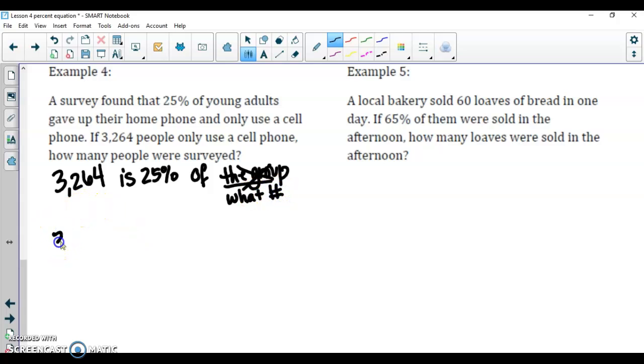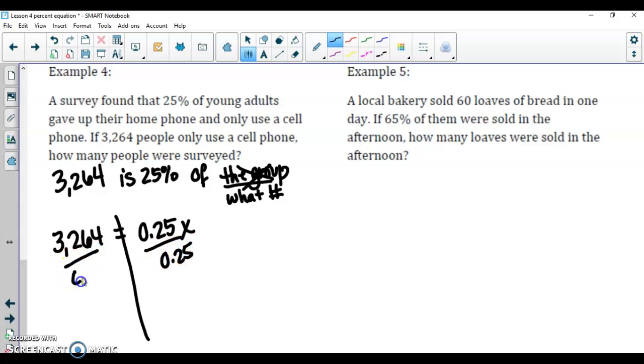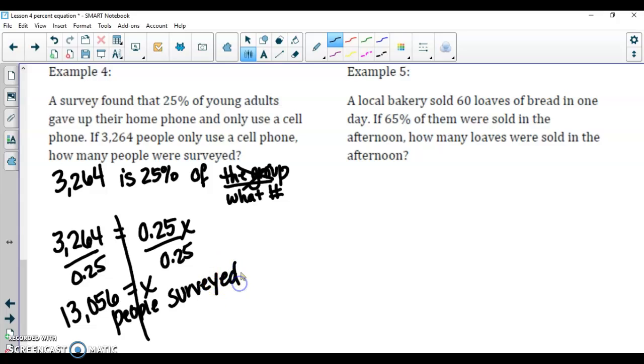So if we write our equation here, 3,264 is means equals 25%, 0.25, of what number? So times x. If I divide by 0.25 here, I get 13,056 equals x. So there were 13,056 people surveyed. I think the word problems are the hardest, but if you can figure out which piece is which, that's kind of what makes it a little bit easier.